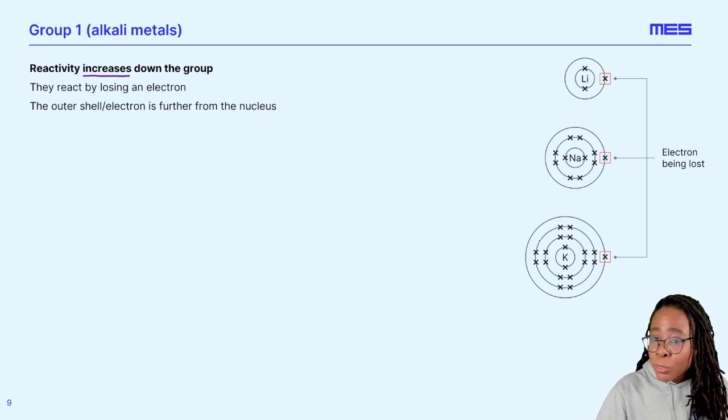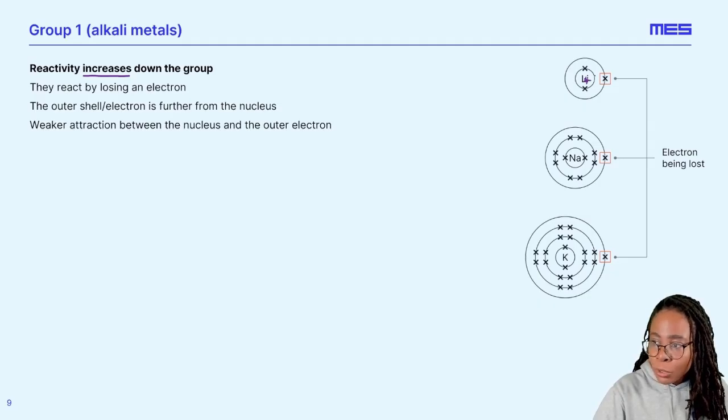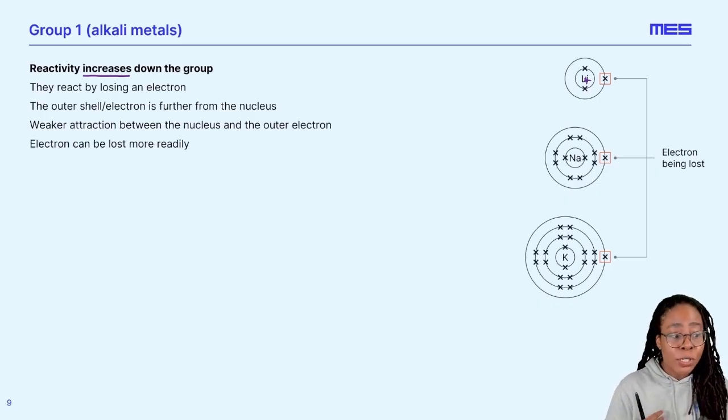Well, as we go down the group, that outer shell is further from the nucleus in the middle, the positive nucleus. That means that the attraction between the positive nucleus and the outer electron is weaker, and as a result, it's going to be easier to lose that electron. That electron can be lost more readily.